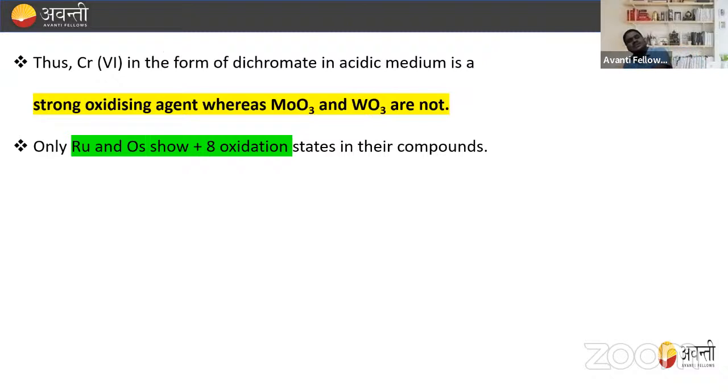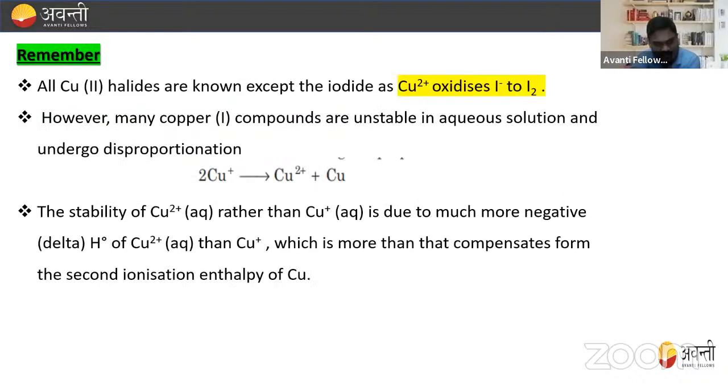Now, chromium +6 in the form of dichromate in acidic medium is a strong oxidizing agent, whereas MoO3 and WO3 are not. Only Ru and Os show the +8 oxidation state in their compounds. Remember this. Now, what you need to remember from this?